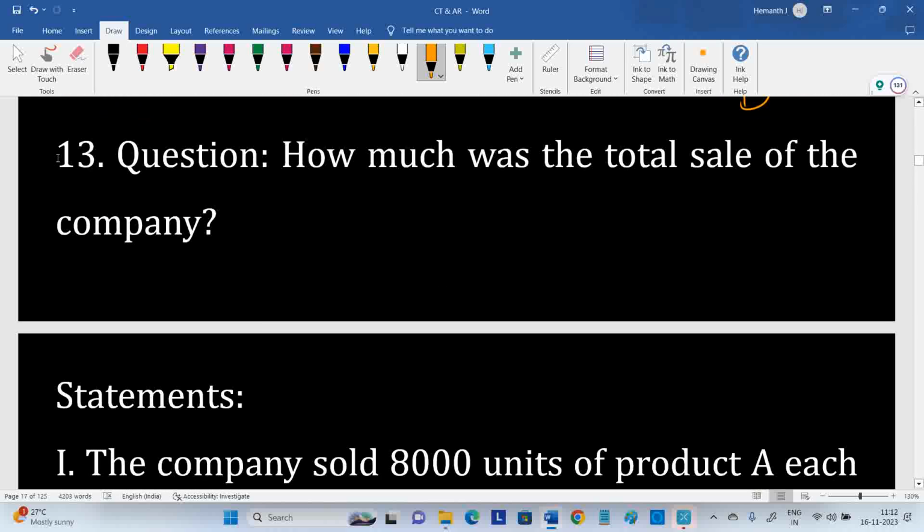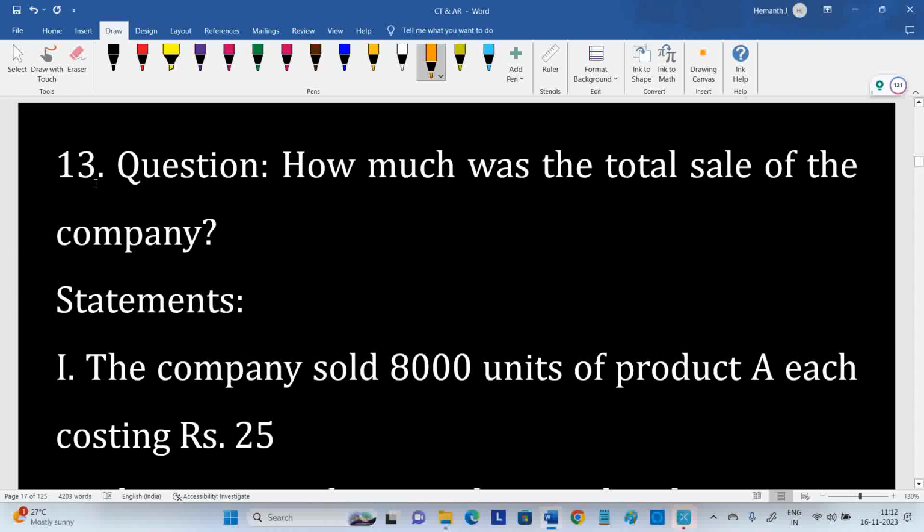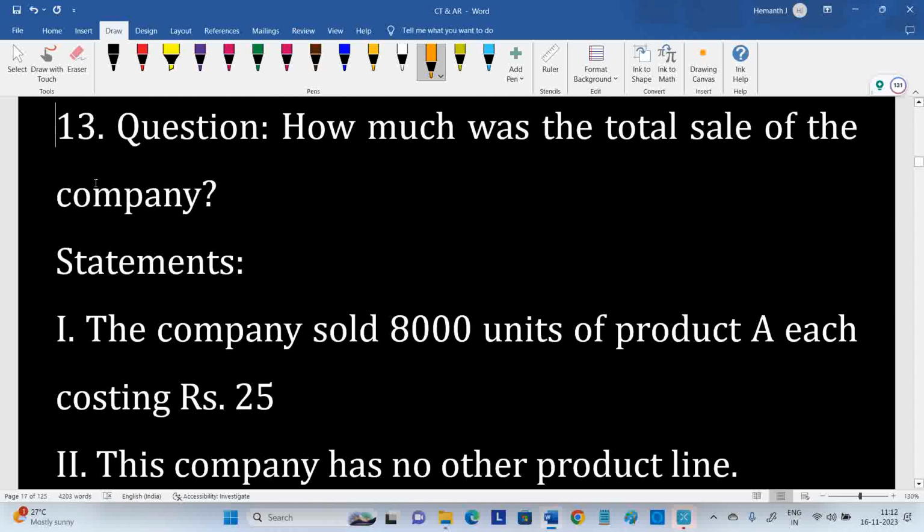Now, data sufficiency, dear. Yes, please. See about data sufficiency. Question is, how much was the total sale of the company? To answer that, which data is sufficient? Is statement 1 alone, statement 2 alone, or together not sufficient? Which is the answer, please?